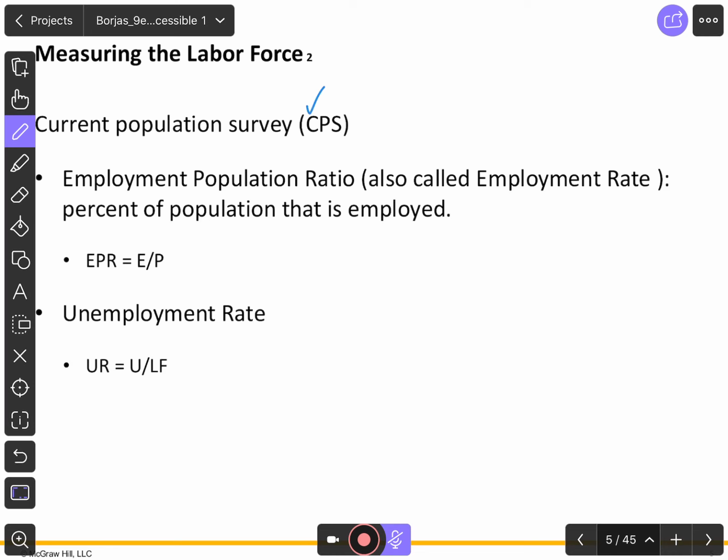The Census Population Survey, so they do a survey, and one of the things they also collect in the survey is the employment population ratio. As you can read, it's employment divided by the population, and it's a ratio. So you can multiply times 100 to get it in terms of a percent. Unemployment rate, again, is a rate in terms of a percentage. Once you have the number of people who are unemployed, you divide it by the labor force, then you will be able to get the unemployment rate. In other words, what is the percent of those in the labor force that are unemployed?